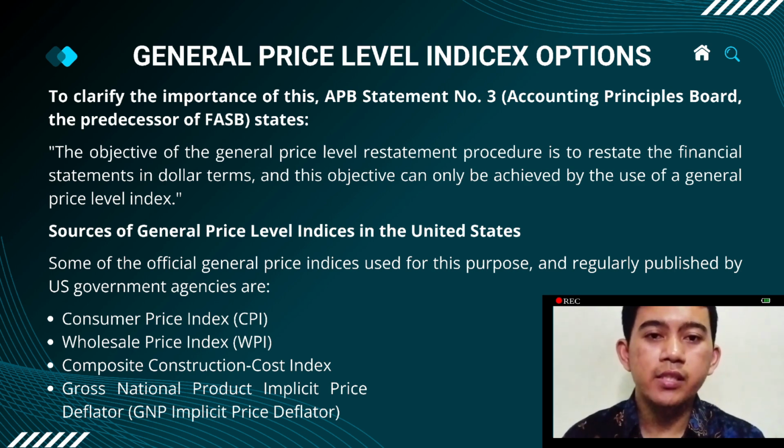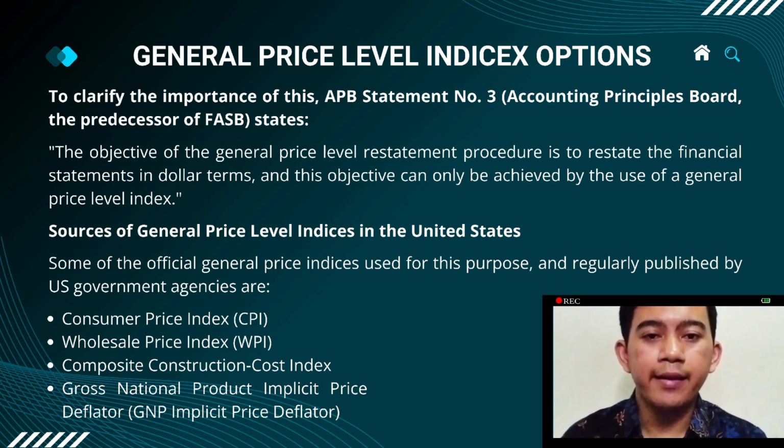The purpose of this restatement procedure is to adjust the financial statements in dollar terms, and this can only be achieved through the use of a general price level index. In other words, without the use of such an index, the financial statements prepared would not be able to accurately reflect changes in the purchasing power of money.